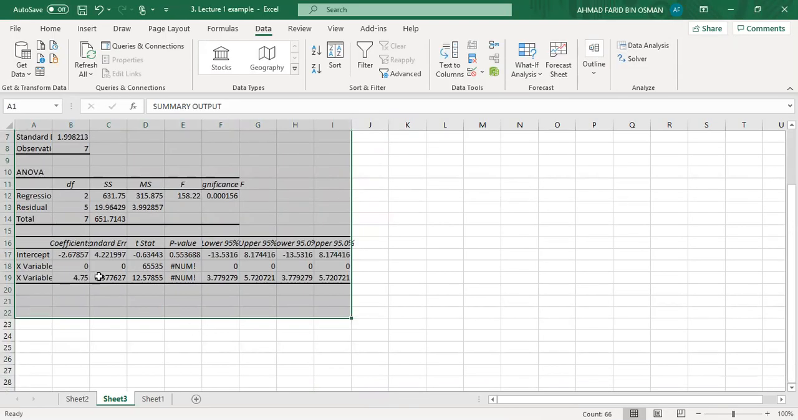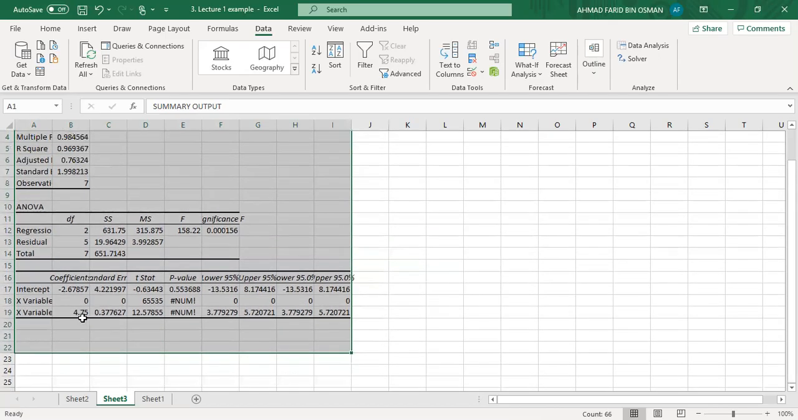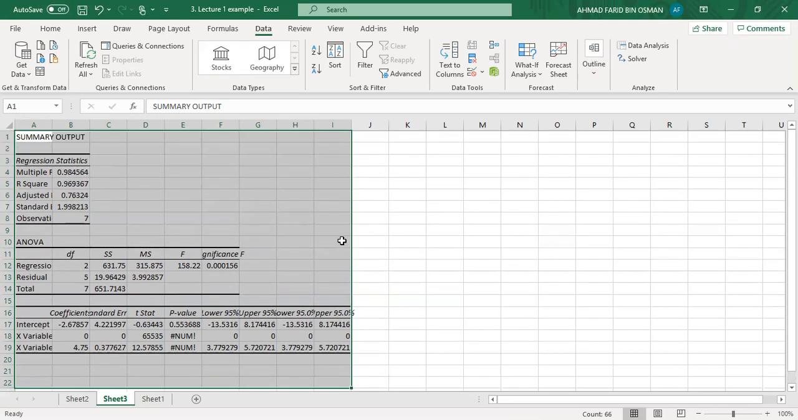Okay, you get this output, but it still produces a result. It does not give you an error message to tell you that there is perfect collinearity. So you need to be careful. This kind of output may indicate the presence of perfect collinearity, but Excel does not give us a warning or message to tell us so, unlike the one given by the other software.